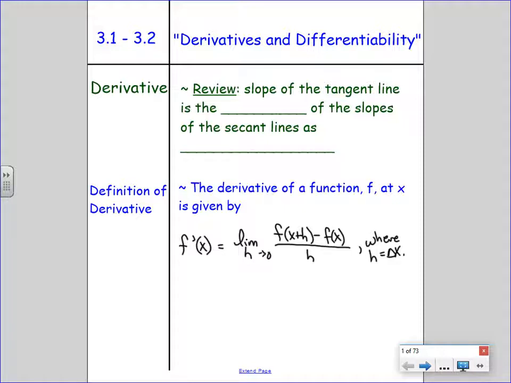True, good point. Slope of the tangent line is the, how would you guys fill in the blanks? Let's see if you remember. Is the derivative? No. That is the derivative. The derivative is the slope of the tangent line. The slope of the tangent line is the blank with the slopes. Limit? Yes, first try. Is the limit of the slopes of the secant lines as delta x goes to 0, or x goes to the point of tangency, which could be like a or c or whatever.